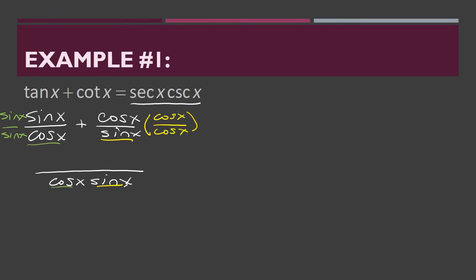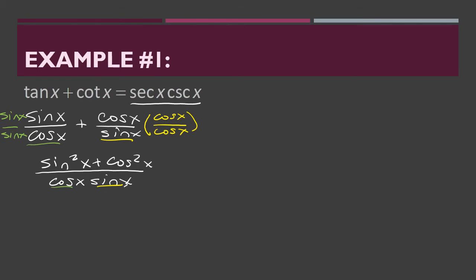So now I need to go through the process of cleaning up my numerator. So sine x times sine x. Remember that we will square the trig function and not the angle. Cosine x times cosine x is cosine squared x.